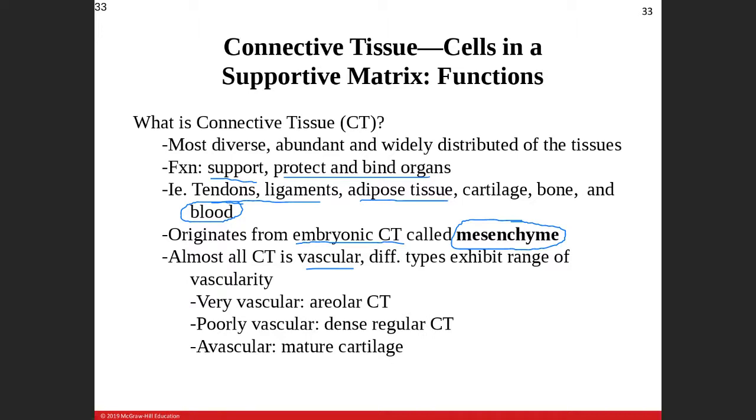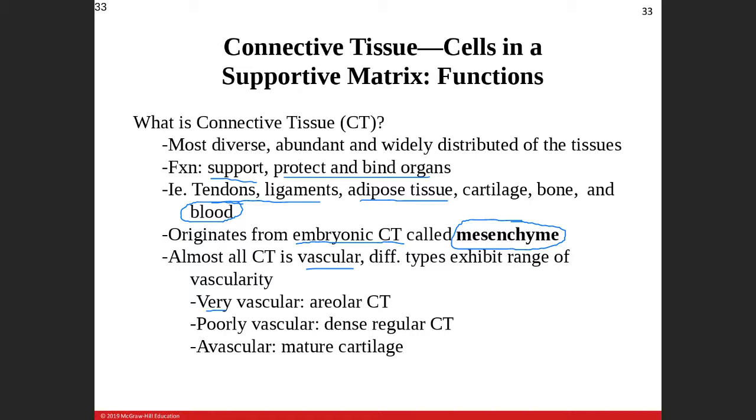And in some types of connective tissue, you'll have very little blood vessels, and in some, you'll have a lot. But it is vascularized. It will have blood vessels in there. It just varies depending on which type of tissue we're talking about. So bone has blood vessels in it. Cartilage, we will learn, is going to be a little bit different. There's always exceptions to the rule, and we'll get there. We'll talk about it more.